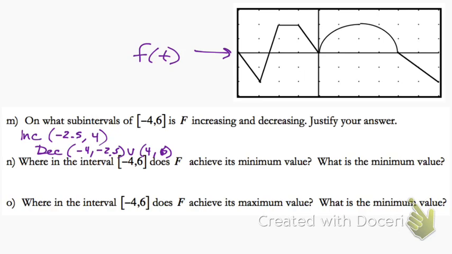For part N, it says, where in the interval does F achieve its minimum value, and what is the minimum value? So remember that a function will have a minimum value wherever its derivative has a 0 that changes from negative values to positive values. So that occurs right here.